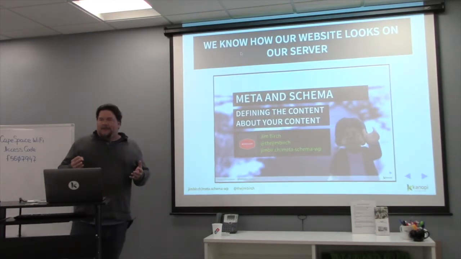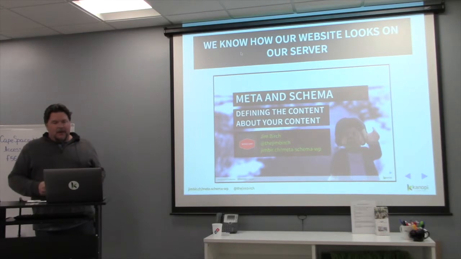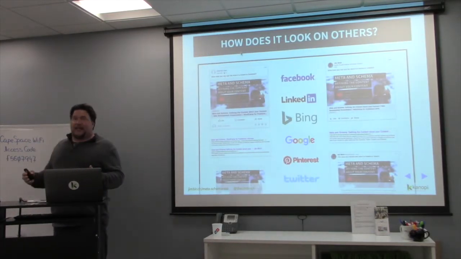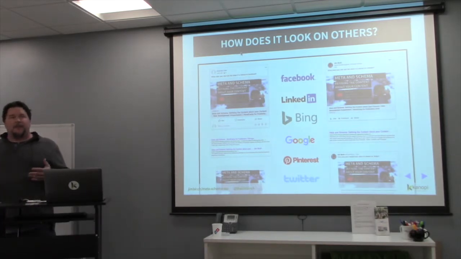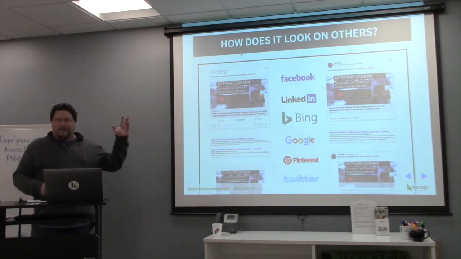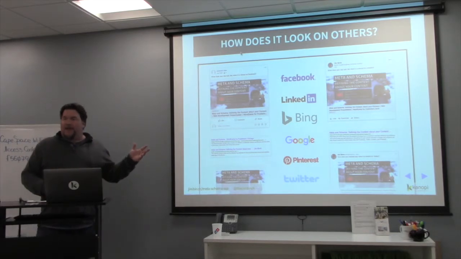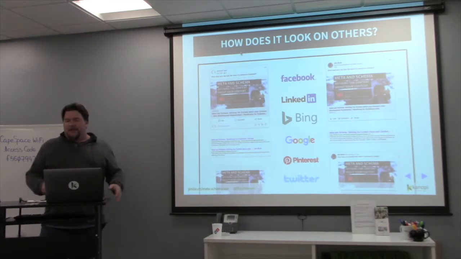So we know how our website looks on our own web server when we visit it in a browser. It's what we work on most days, right? But what happens when our website's content leaves our web server and starts getting placed on other people's content? Here's the big six: Facebook, LinkedIn, Bing, Google, Pinterest, and Twitter. And they're all displaying my homepage for this presentation a little bit differently.